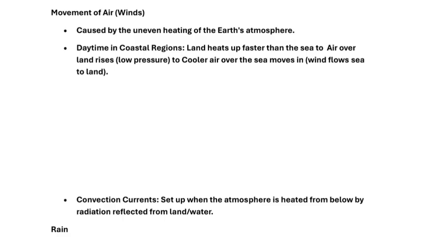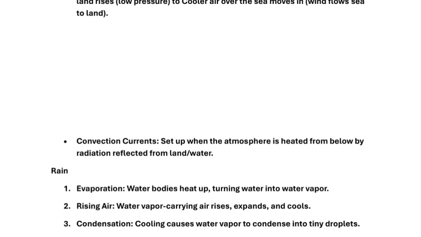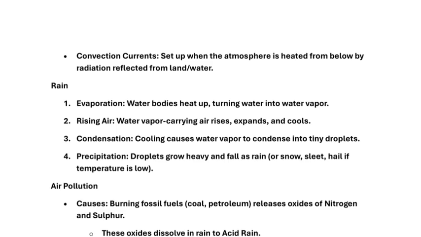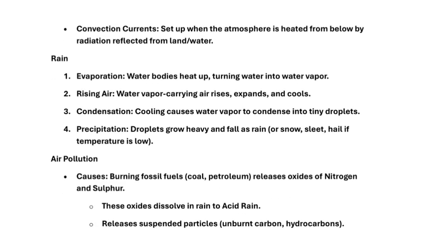Daytime in coastal regions: land heats up faster than the sea, so air over land rises, creating low pressure. Cooler air over the sea moves in, so wind flows from sea to land. Convection currents are set up when the atmosphere is heated from below by radiation reflected from land and water.